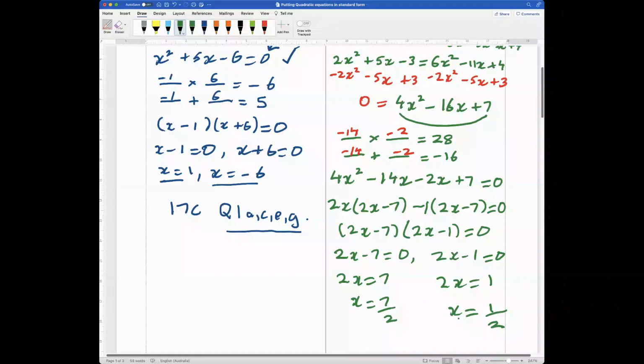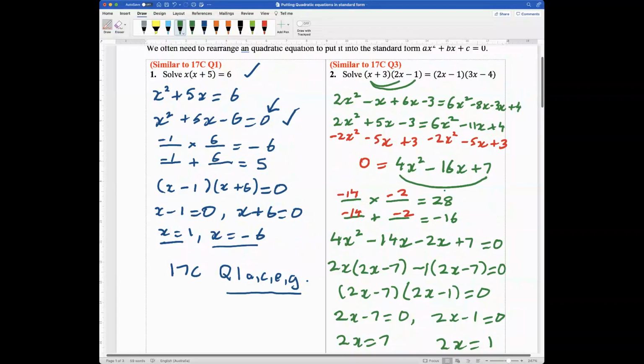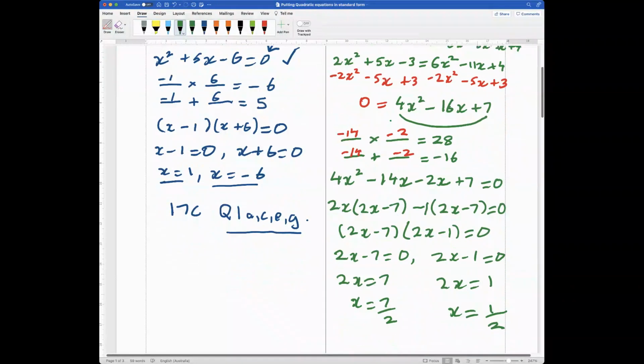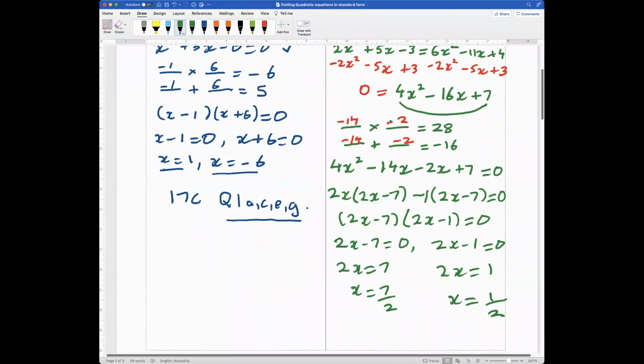Okay, now that example is similar to question 3 from the text. So what I'd like you to do is to make sure that's copied down, and I want you to go to question 3 now. Pause the video, and you're going to do 17C, question 3. You're going to skip 2 for the time being, and you're going to do A, C, and E. Once you finish those, and you've got those correct, you can come back and continue the video.